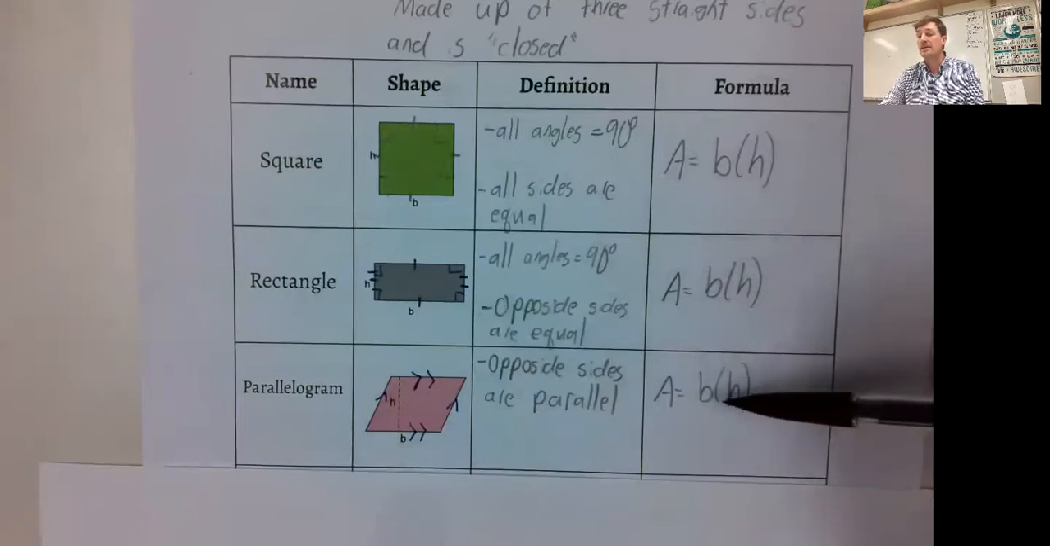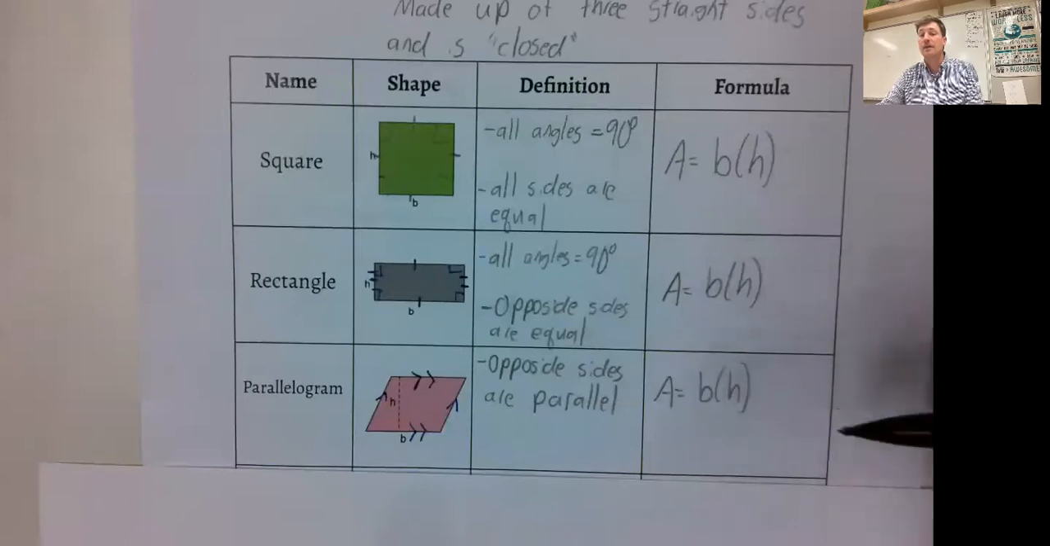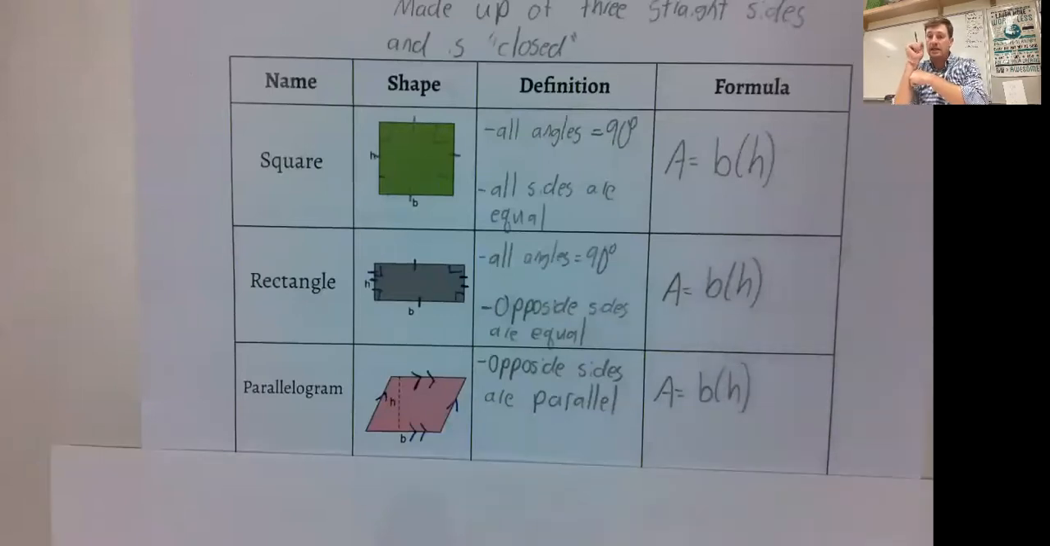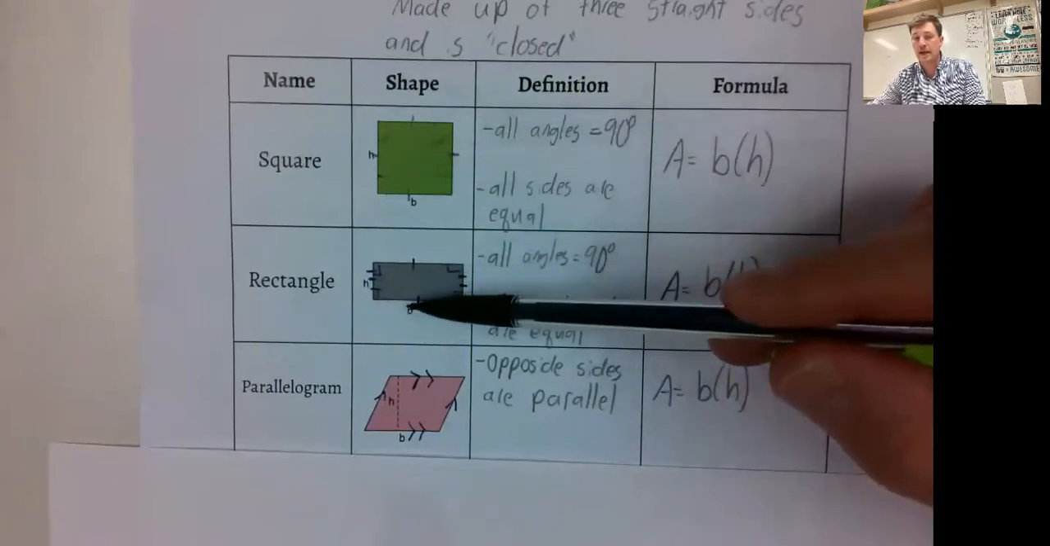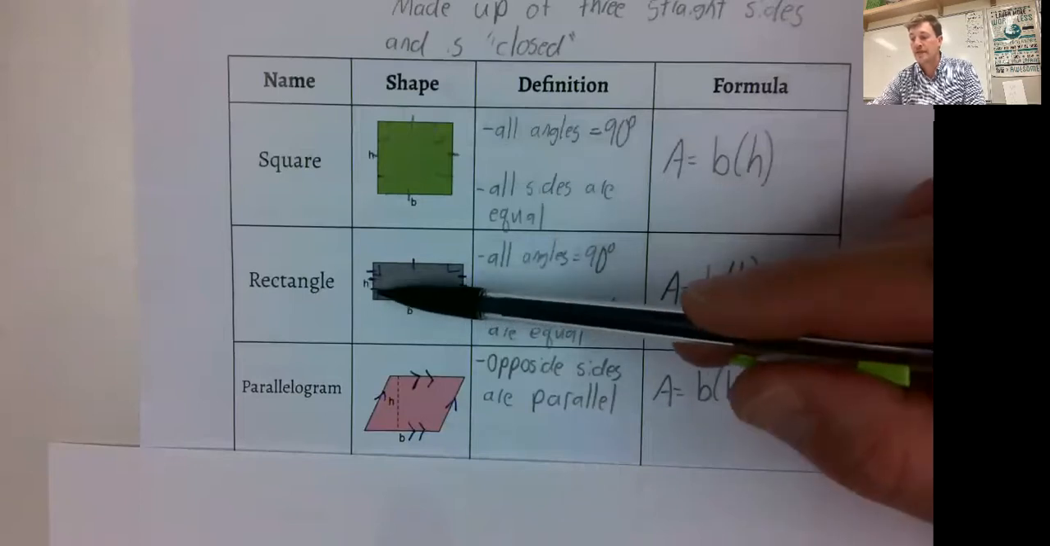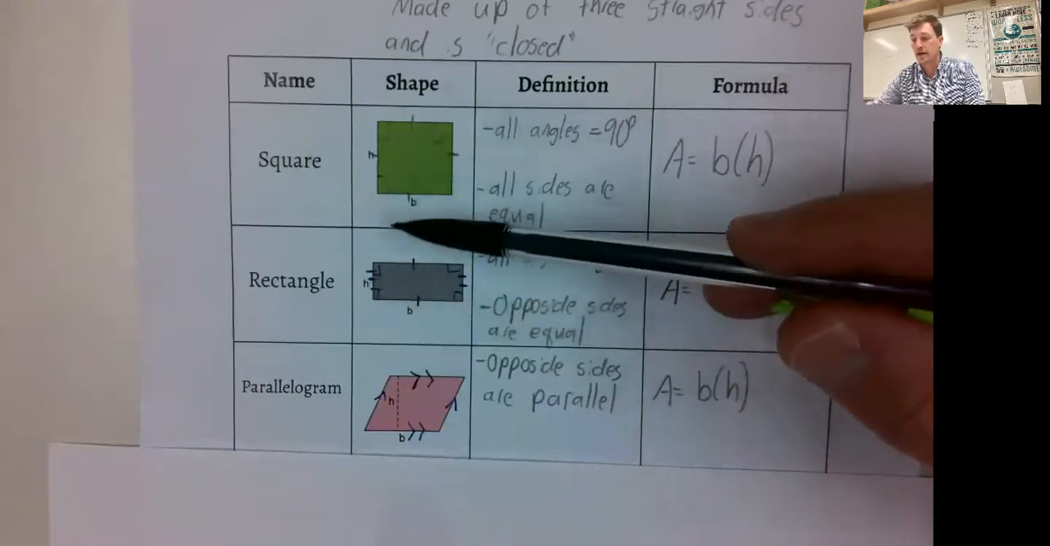Now here's where the base times height really comes into play. Base times height, the base and the height, that relationship is they meet at a 90-degree angle. It has to be a 90-degree angle. And for our square and our rectangle, they do meet at a 90-degree angle. Height and base, they meet at 90 degrees there and here.